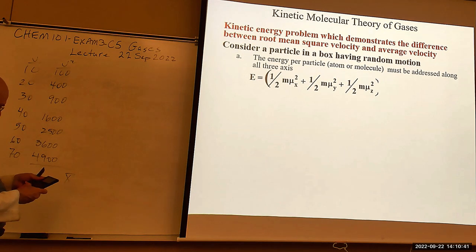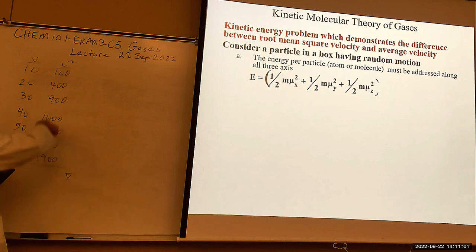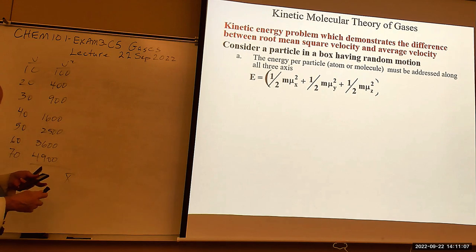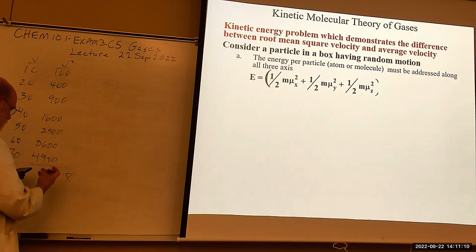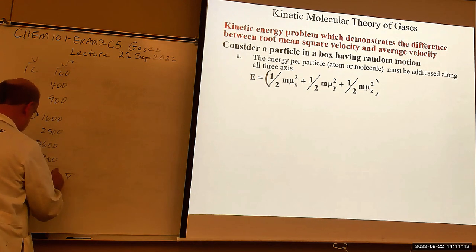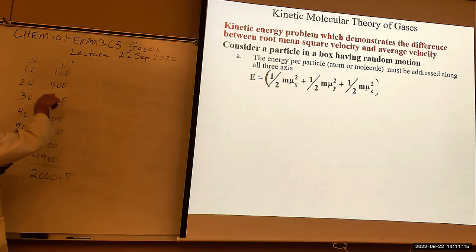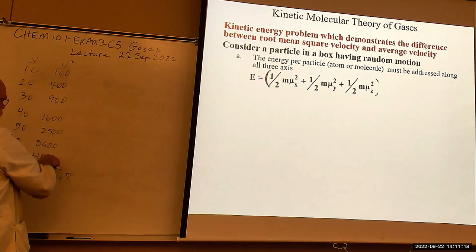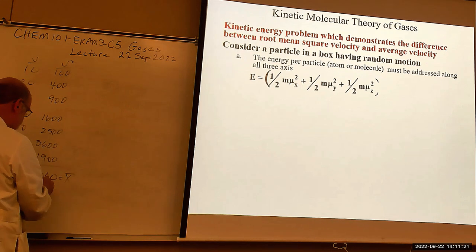100 plus 400 plus 900 plus 1600 plus 2500 plus 3600 and 4900. Then I divide that total by 7, and I get 2,000. That's the mean. These are the squared values, and this is the mean.